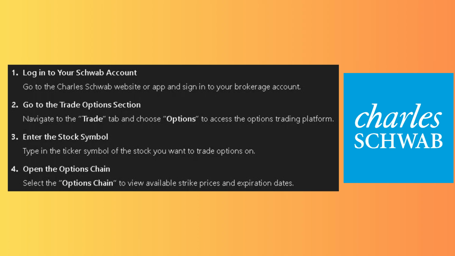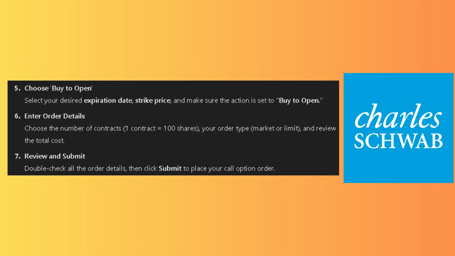Enter the stock symbol. Type in the ticker symbol of the stock that you want to trade options on. Open the options chain. Select the options chain to view the available strike prices and expiration dates. Choose buy to open. Select your desired expiration date and strike price. Make sure that the action is set to buy to open.